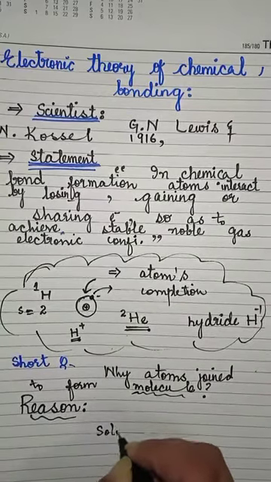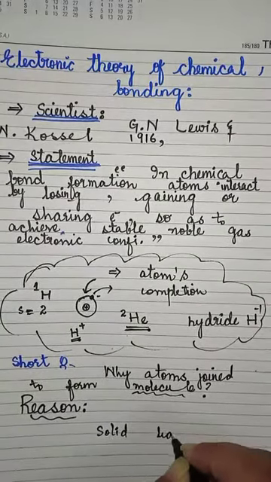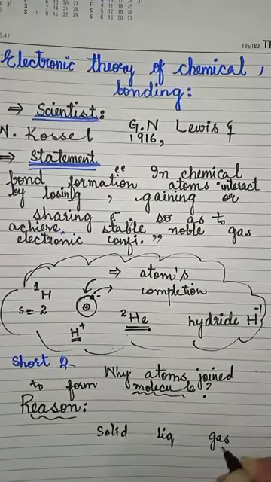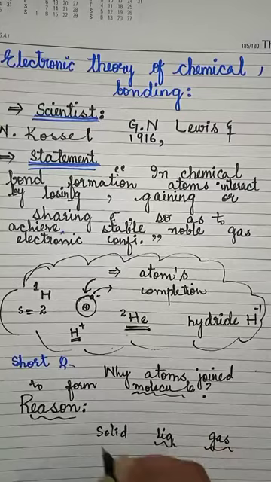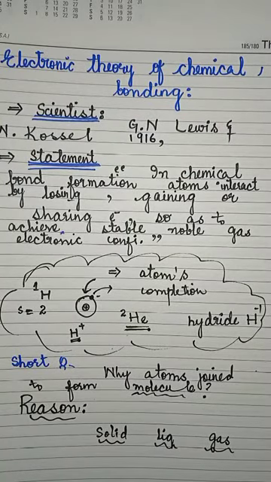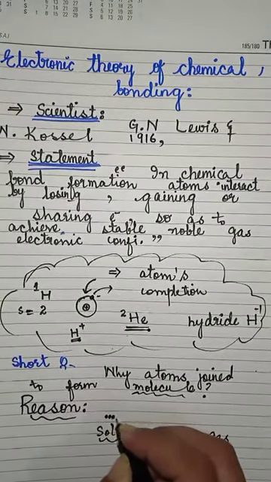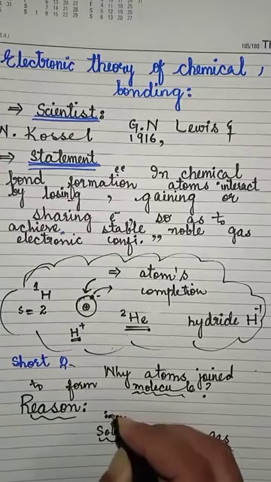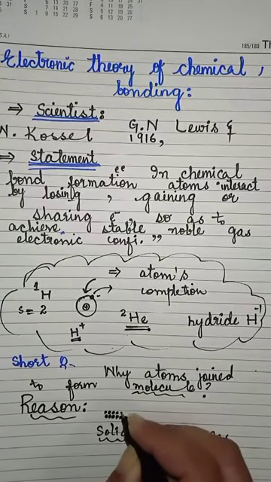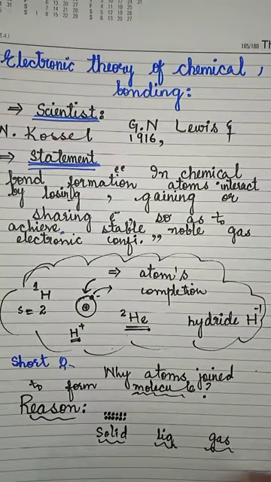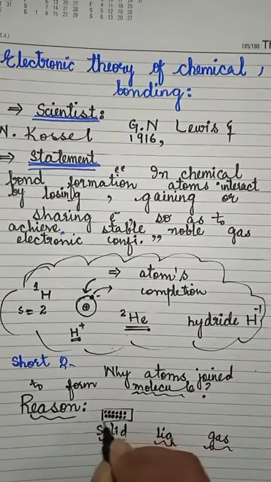Okay, let me exemplify this: solid, liquid, and gas. There are three states of matter. Mostly there is a fourth state of matter that is called plasma, but here the plasma state is beyond this topic, so we will not discuss that. We will just discuss the solid, liquid, or gaseous state of matter. In solid state, atoms, ions or molecules, or whatever you want to call them, are in the form of closed packing.